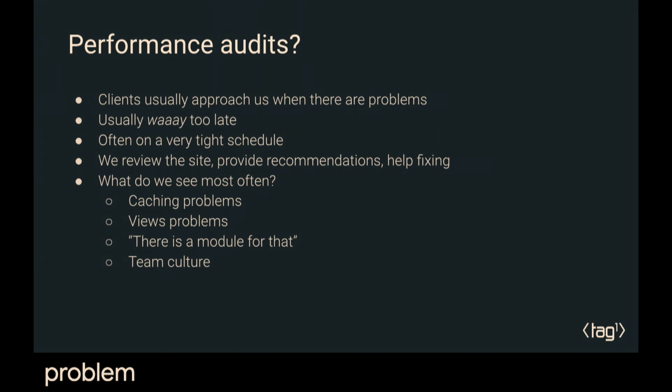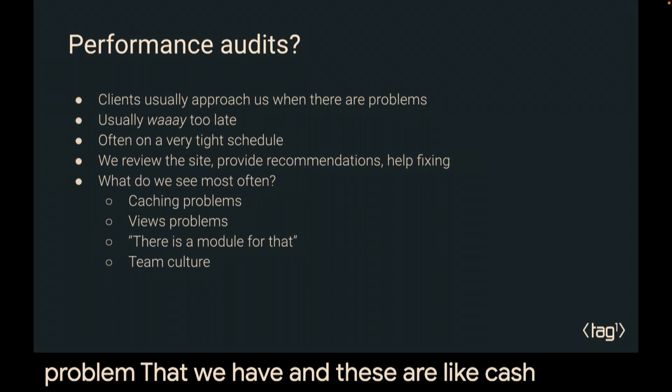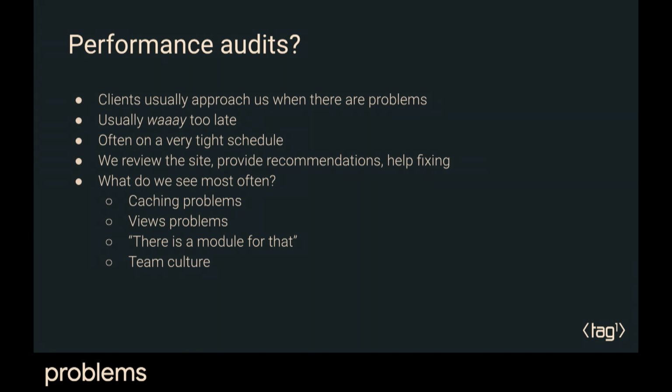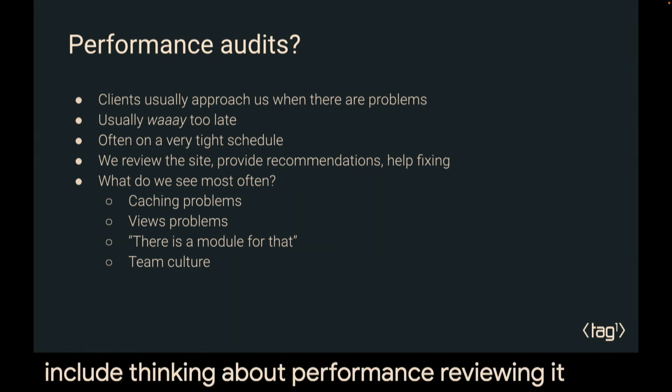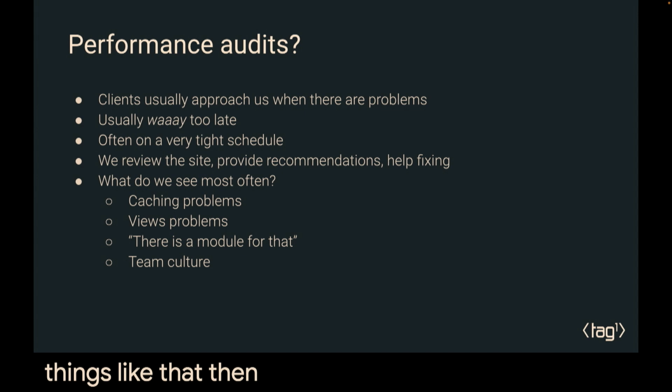But we also see that the most common problems are usually present in all the audits that we do. These are caching problems, misconfigured views, and excessive use of contributed modules. We're talking hundreds. Another common problem, and a bigger one to fix, is team culture. If the team culture does not include thinking about performance, reviewing it, and things like that, then this can lead to actual performance problems over time.